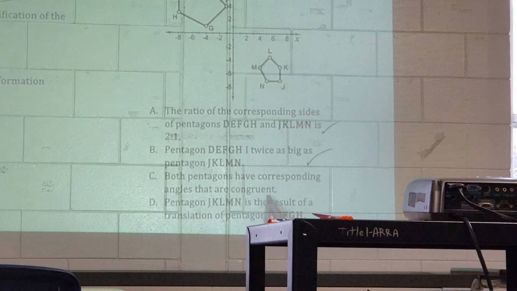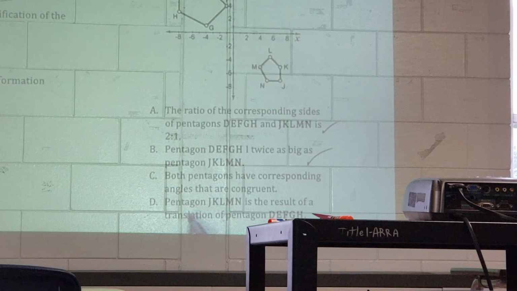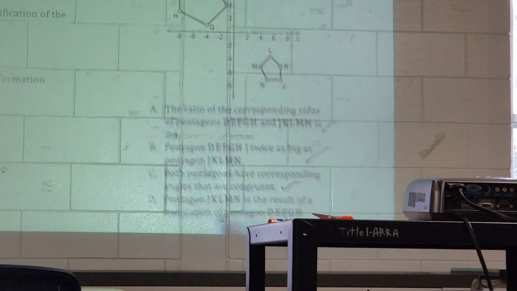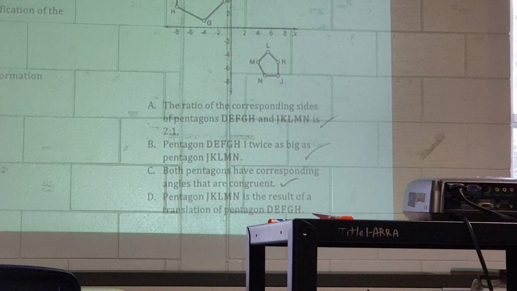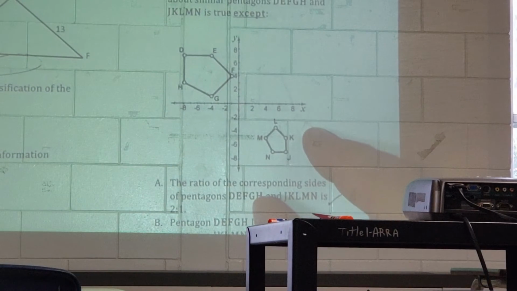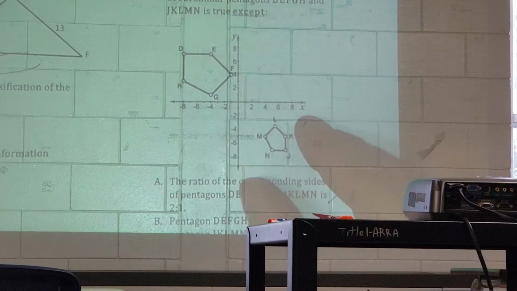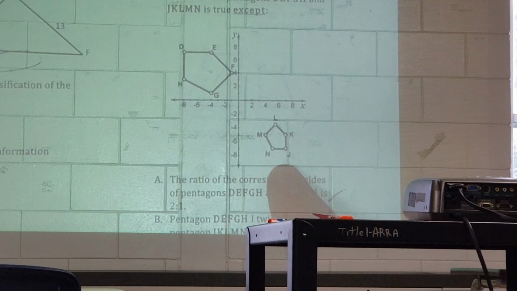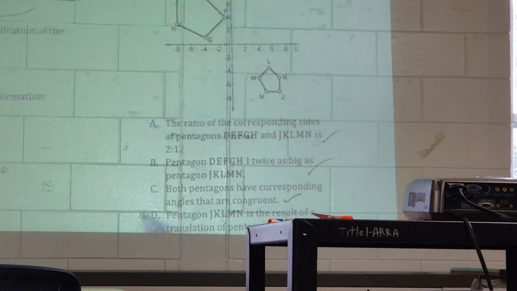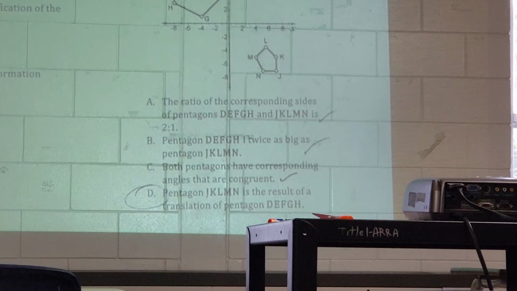Both pentagons have corresponding angles that are congruent, possible, and pentagon JKLMN is the result of translating pentagon DEFGH. I'll tell you right now, C is also true, and we'll learn this next semester. We haven't talked about similarity yet. Similarity says that the angles have to be congruent. For JKLMN to be a translation of DEFGH, it would literally have to move and stop. Doesn't it look like it moves and then gets smaller and maybe even rotates? That is not just a translation. That's more than just that. So the one that's true except, this is the except: D is not true.